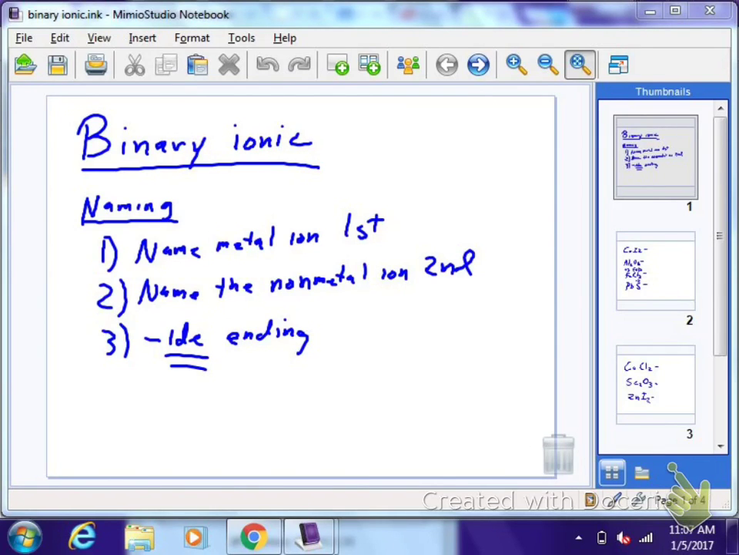Okay, so again, we have binary ionic. We have the metal, name the metal first, name the nonmetal second, and then we have it in an -ide ending.